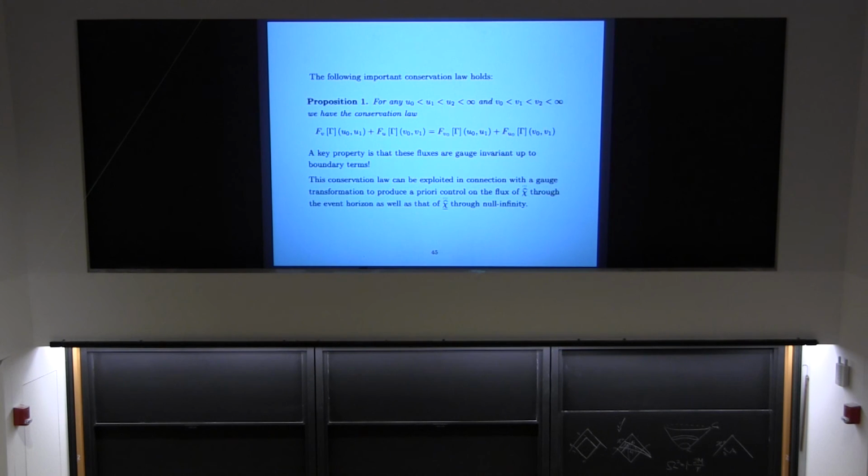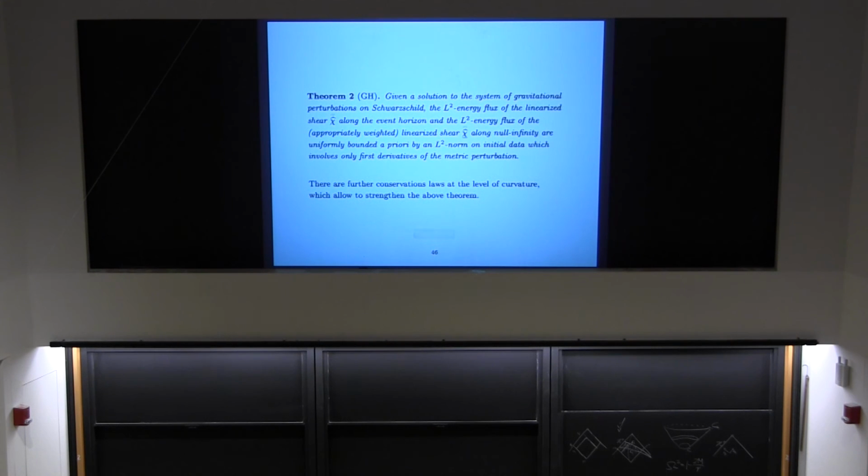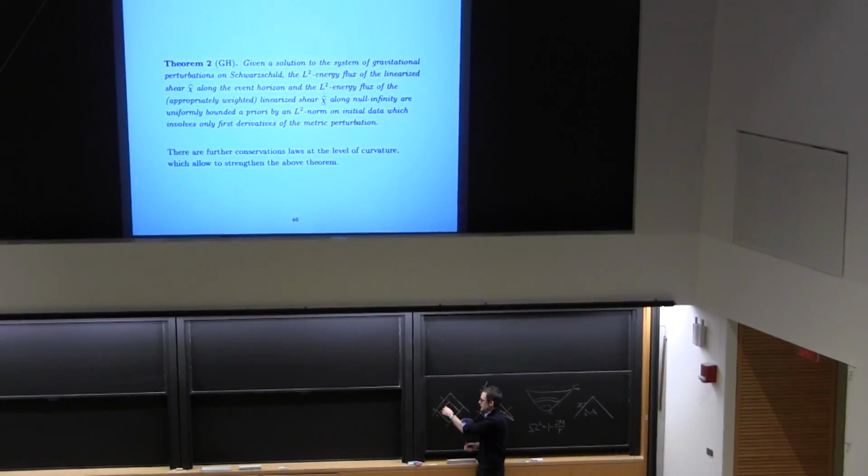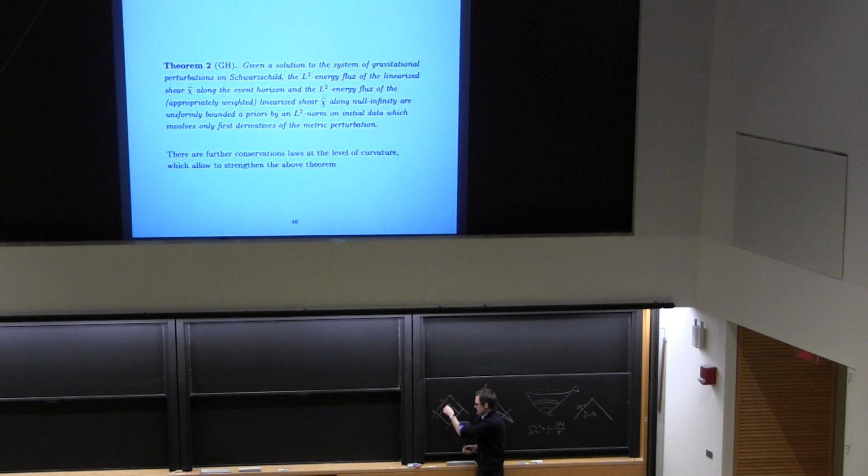And the point that I want to make is you can exploit these conservation laws together with the pure gauge solutions in order to get control on certain fluxes on the event horizon and on null infinity. So you have to take certain limits. First you have to understand how these fluxes change under pure gauge transformation. It turns out that the fluxes that I've written down are invariant, or they're invariant up to boundary terms here and here if you go to a different gauge.